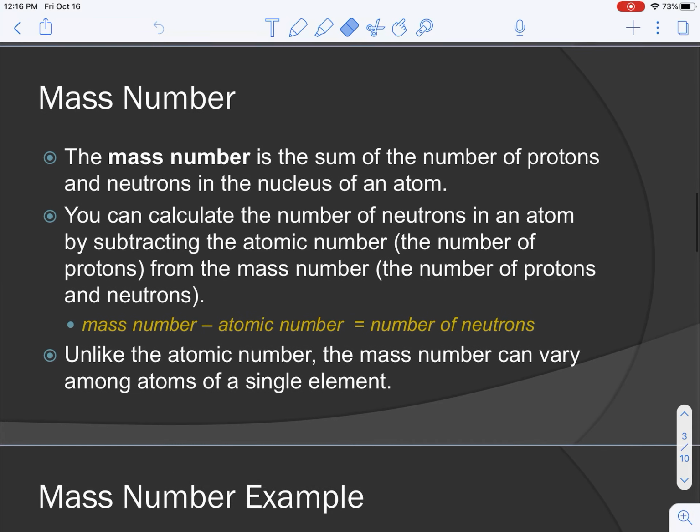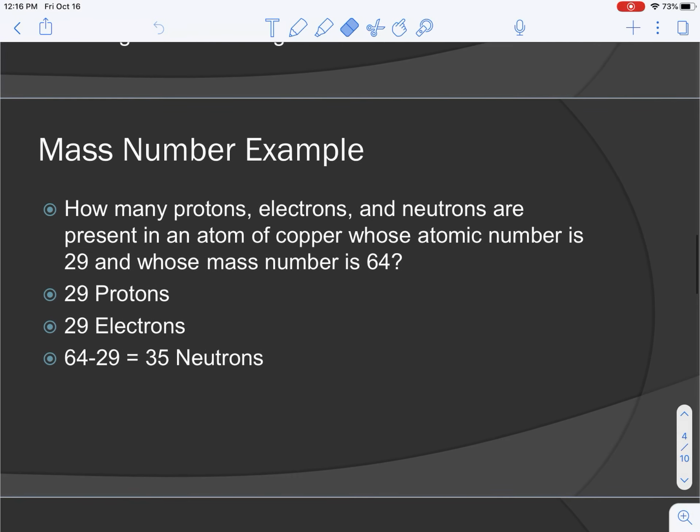And an example would be looking at one like this, where you've got protons, electrons, and neutrons. And I want to know how many protons, neutrons, and electrons are present in an atom of copper whose atomic number is 29 and whose mass number is 64. So you have to be told this information. If you want to answer this question, you need to know the mass number. So that is given to you in this problem.